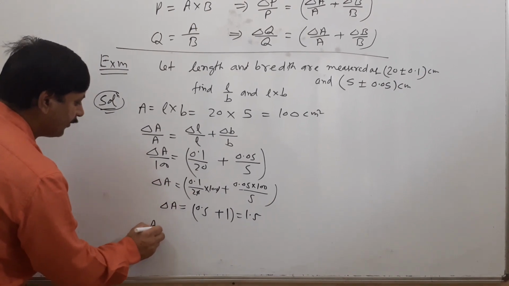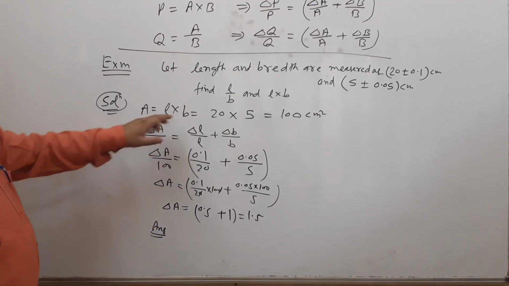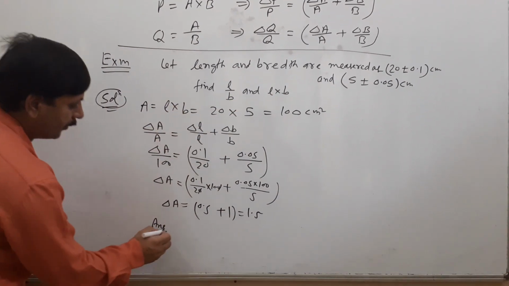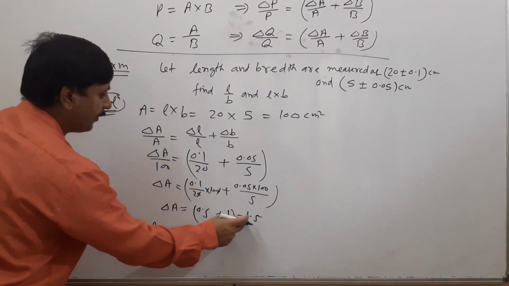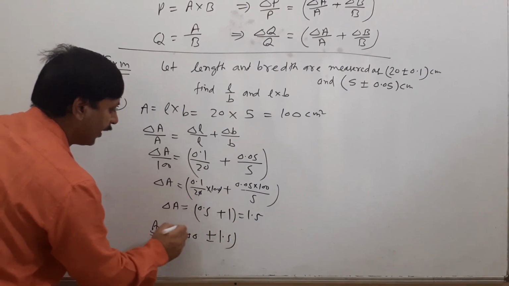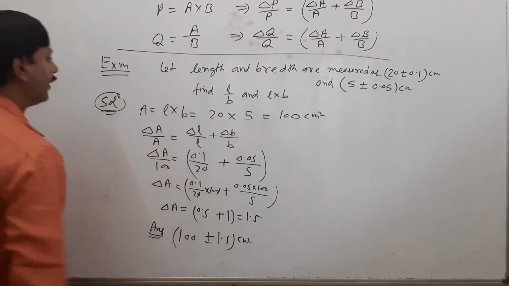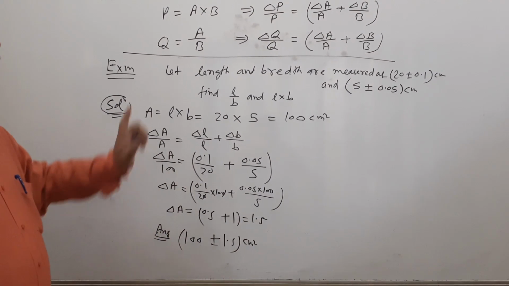So what will be the answer? Product L into B. The answer is 100 plus minus 1.5 cm square. This will be the product.